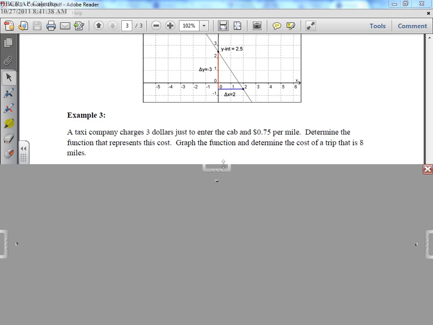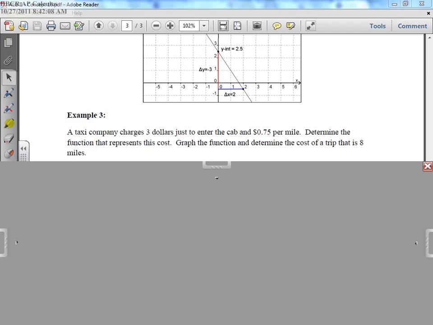All right. So here's our example. If you want to write it down, it might be useful, okay? A taxi company charges $3 just to enter the cab, and many of you know this. Once you get in, there's already a fee on there. Just to get in, you actually get charged. Next, they charge 75 cents per mile. Determine the function that represents this cost, graph the function, and then determine the cost of a trip that is 8 miles long. Okay? This may seem intimidating.